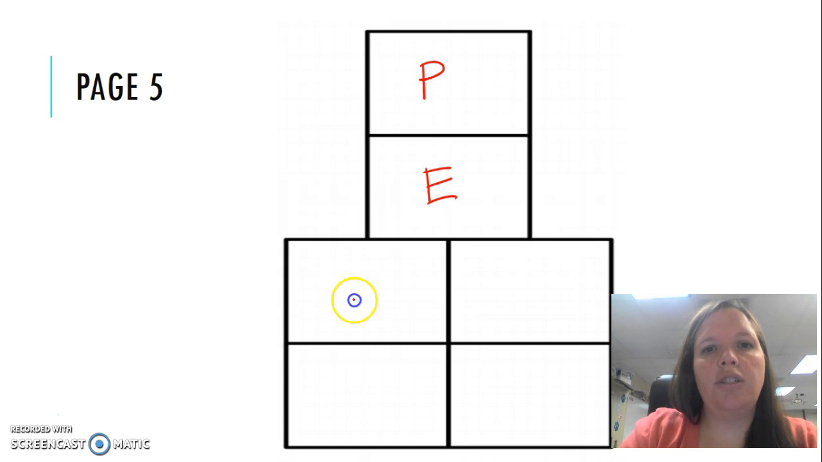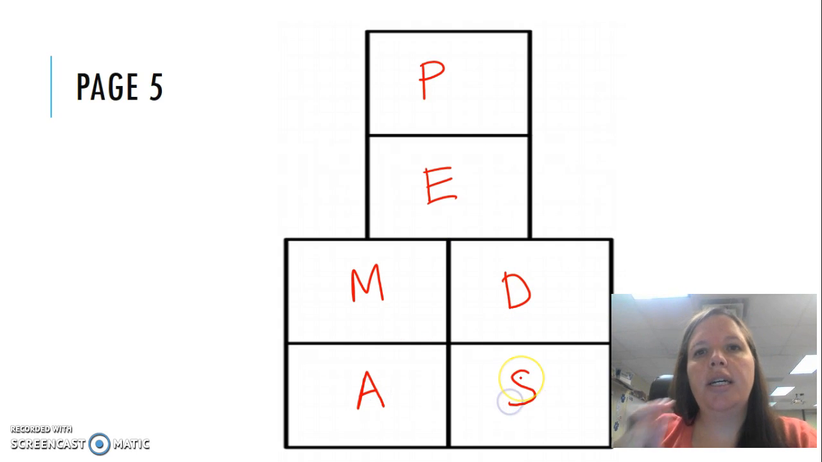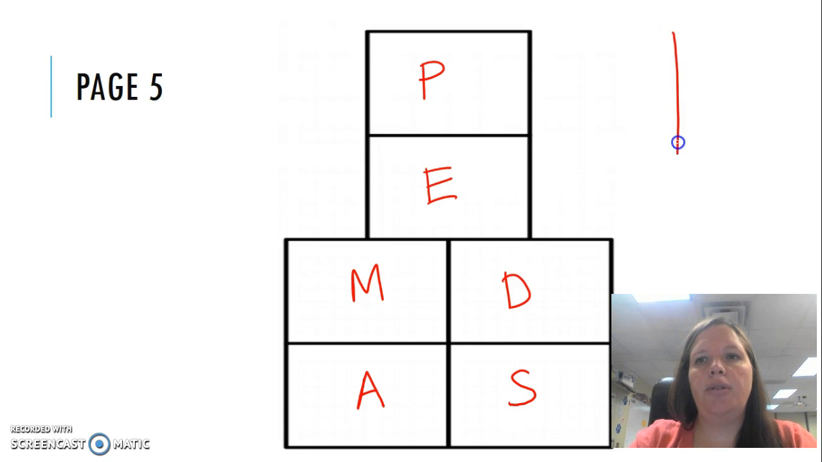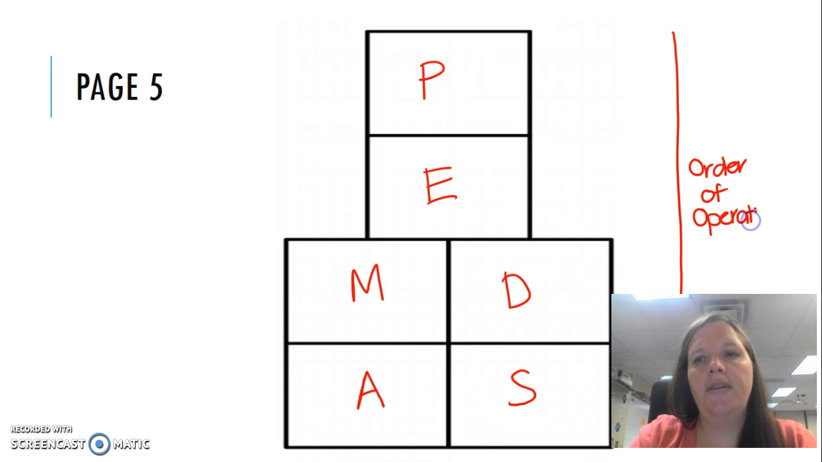For order of operations, we're going to fill in PEMDAS. And we're going to fill it in this pyramid because the order we're going to go in is we're going to follow down this pyramid. So anything I'm writing on the screen, you should be adding to your notebook. This is the correct order of our operations. Now we're going to add some extra information in here.